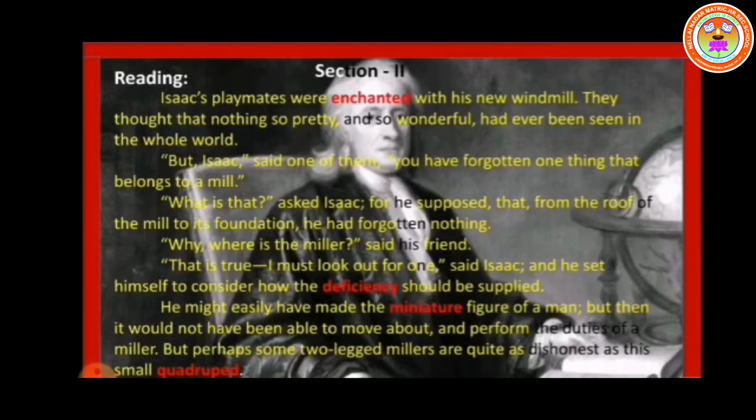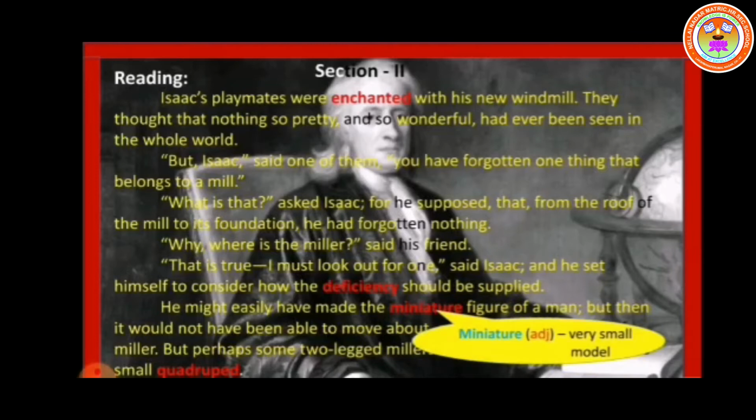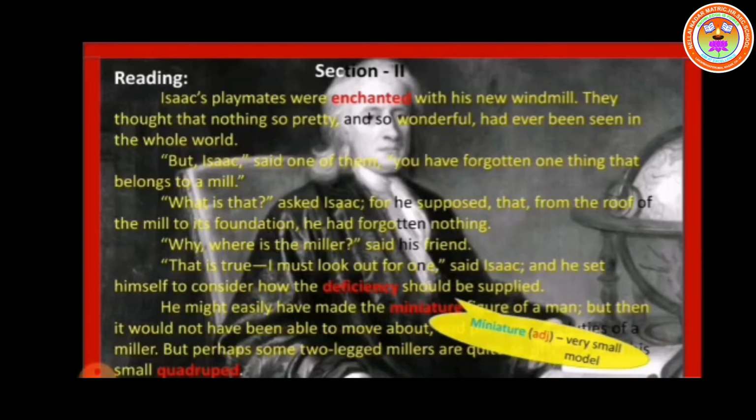And he set himself to consider how the deficiency should be supplied, how the lack or the shortage should be made up perfectly. He might easily have made the miniature figure of a man, but then it would not have been able to move about and perform the duties of a miller. It would be an easy thing for him to make a very small model of a person, but that is not going to do any good. It is not going to serve the mill.